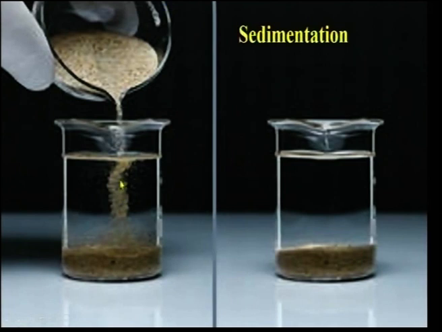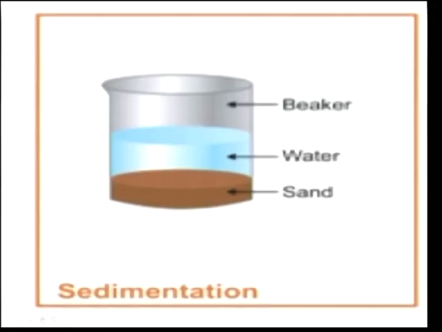Children, what is sedimentation? Look at this picture. I have taken sand in this bowl and I am adding it slowly in the glass of water. After some time you can see, as sand is insoluble, what is happening? It is settling down at the bottom of the glass because it does not dissolve in water. After some time you can see it is settling down. So what is this process called? Sedimentation. If you take water in a beaker and add sand, the sand will not dissolve and settles down at the bottom of the beaker.